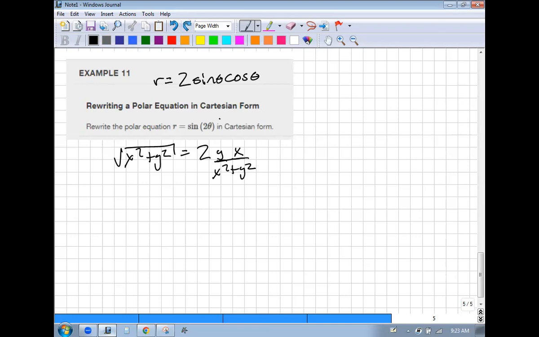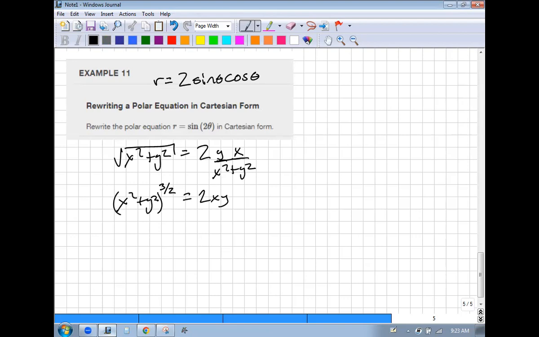But what does this look like, right? We could rearrange it, right? If we multiplied both sides by this, we would get what? x squared plus y squared to the 3 halves, right? This is 1.5, yeah, 3 halves, 2xy.